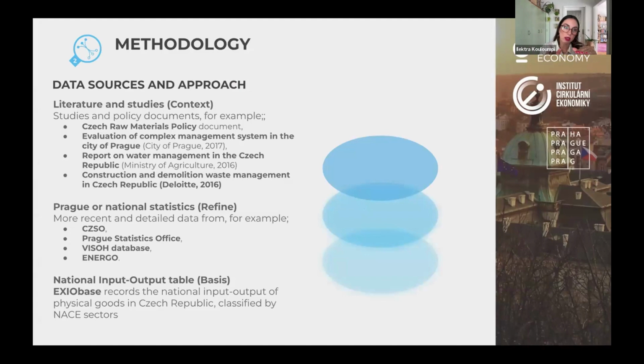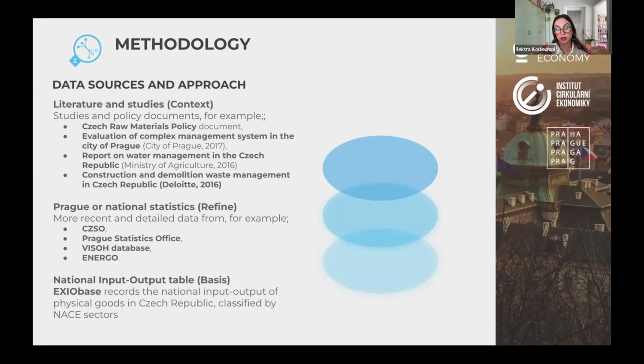The first starting point would be to gather all the literature and studies that provide the most recent information about the city and the specific sectors we wanted to work with. So different city reports, policy documents, and construction reports from Deloitte, for example, or national level reports that could also have information for the city.